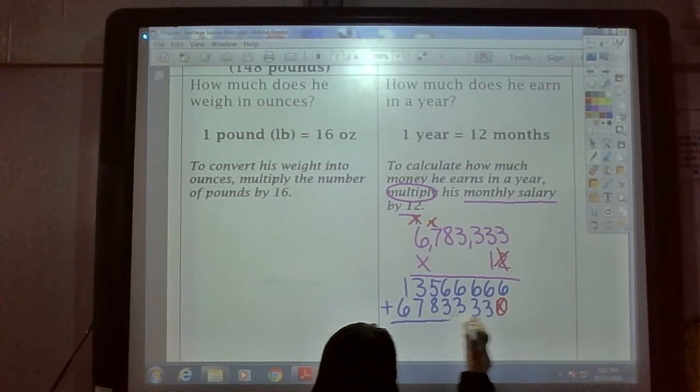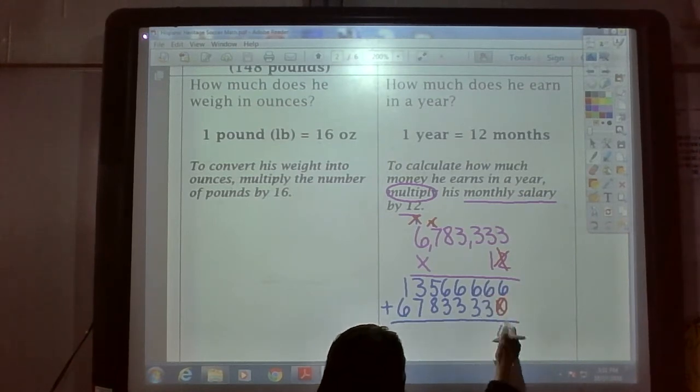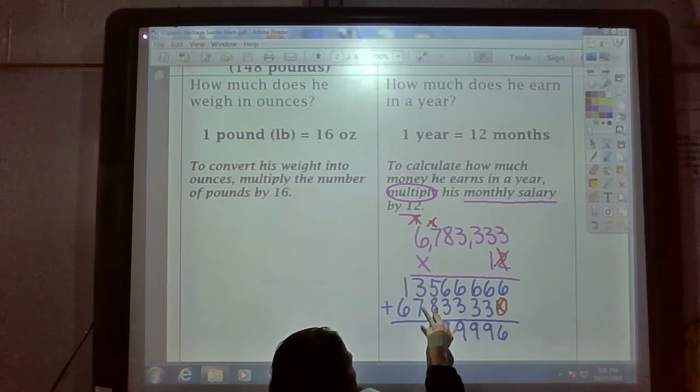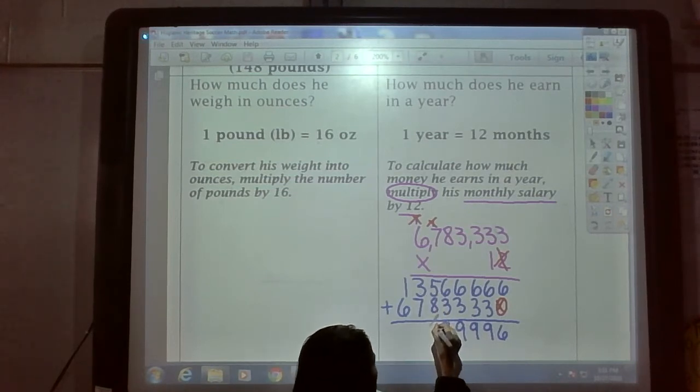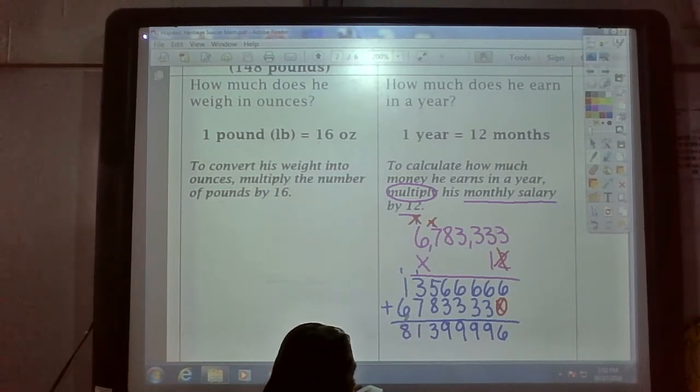Let's add those together. 6 plus 0 is 6. 6 plus 3 is 9. 6 plus 3 is 9. Oh, wow, that's weird. 9, 9, 9. Oh, there's another 9. 5 plus 8 is 13. Write the 3. Put up the 1. 1 plus 3 plus 7. Or I could do 7 and 3. That's 10. Plus 1 is 11. Write the 1. Put the 1 up top. 6 plus 1 and 1. That is 8.